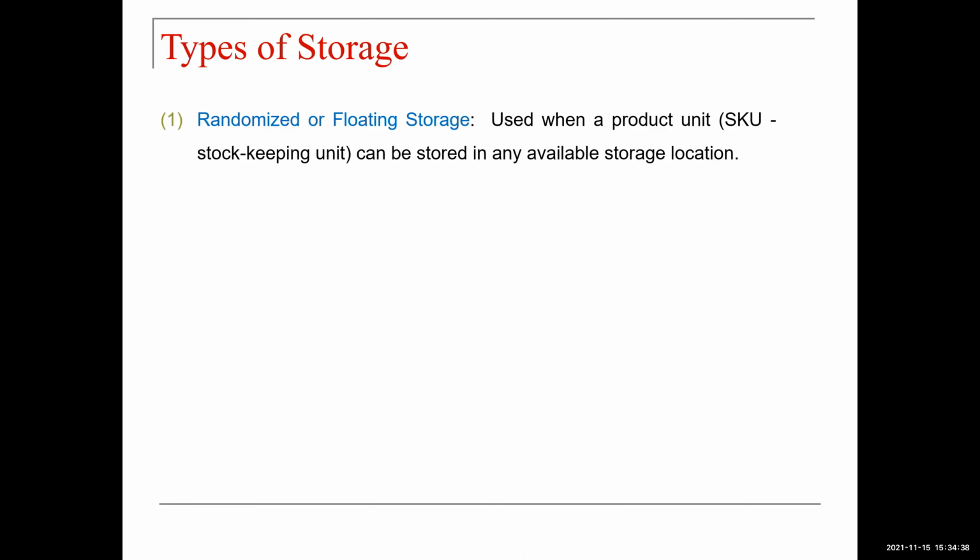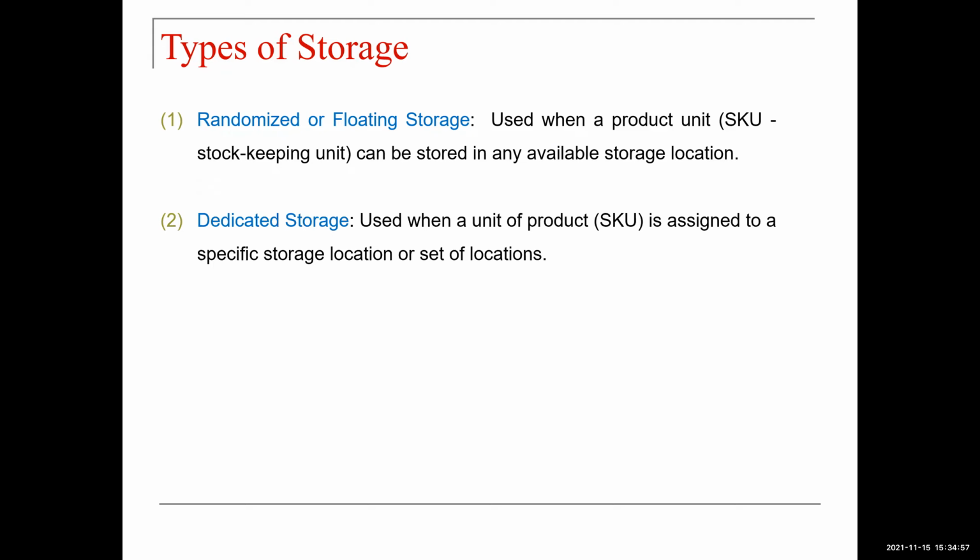As we discussed in our previous lecture, there are different types of storage. We talked about the randomized or floating storage, which is used when a product unit or stock keeping unit can be stored in any available storage location. And then we also discussed the dedicated storage, which is used when a unit of product is assigned to a specific location in the warehouse facility. So we saw that for dedicated storage, we needed more space because we are going to reserve a space in the warehouse for that type of product.